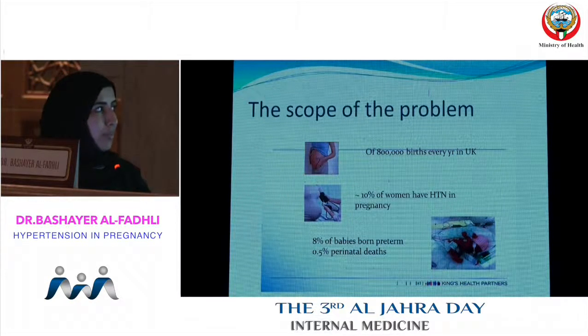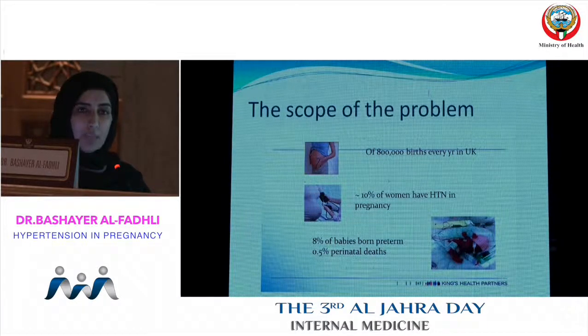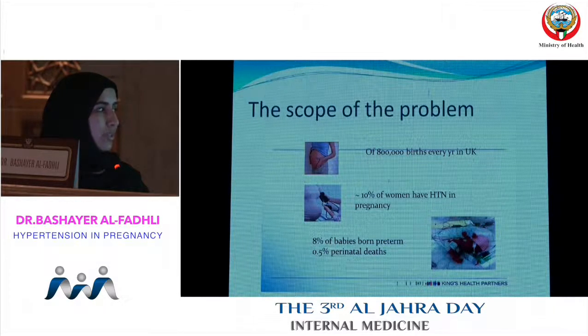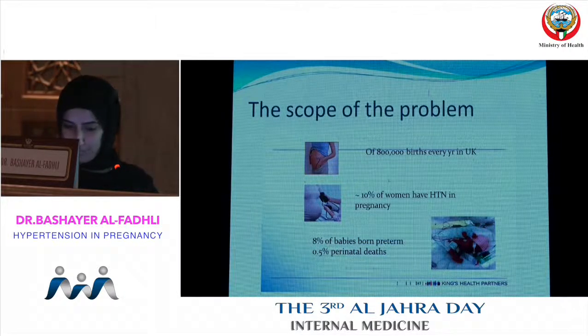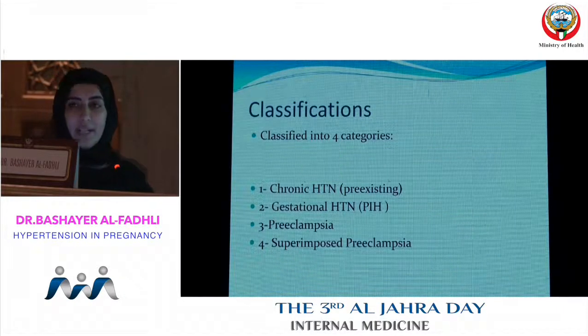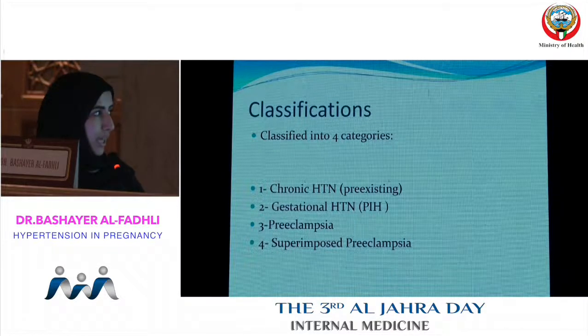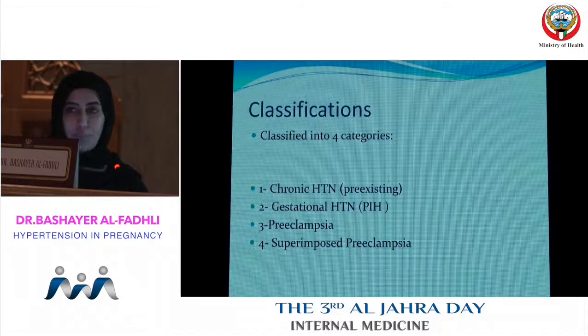It's quite a common problem. Out of 800,000 births each year in the UK, 10% of women will have hypertension in pregnancy. So almost 80,000 patients will have hypertension in pregnancy. We classify hypertension into 4 major types: chronic hypertension, gestational hypertension, preeclampsia, and superimposed preeclampsia.